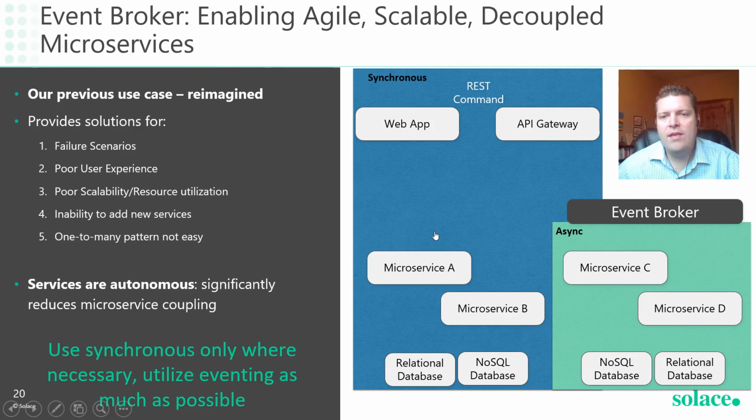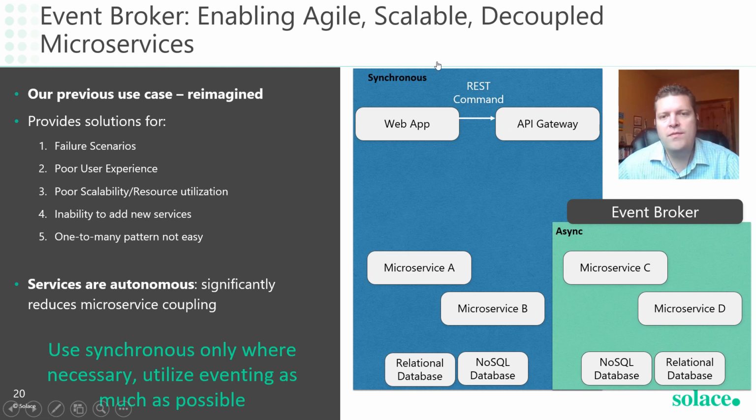And we'll show you how, by being event-driven, services are much more autonomous, which reduces the microservices coupling, which we saw as the big symptom of a problem in the previous videos. Ultimately, what I have found works really well is a methodology where you use synchronous interactions only where necessary, and you utilize eventing as much as possible. I think you'll see as we walk you through this series why that would be.